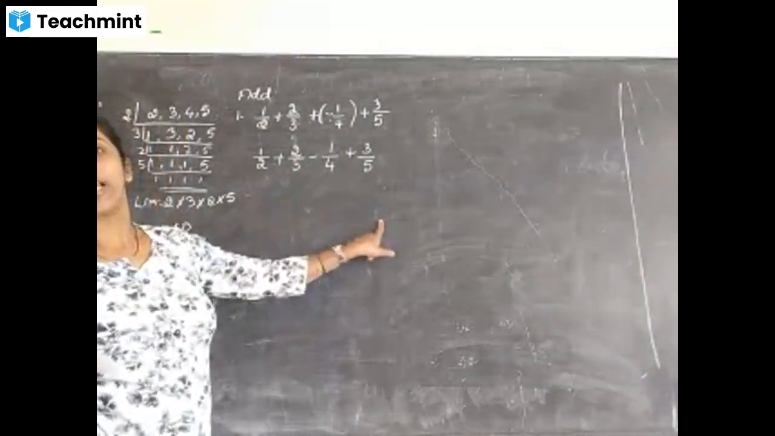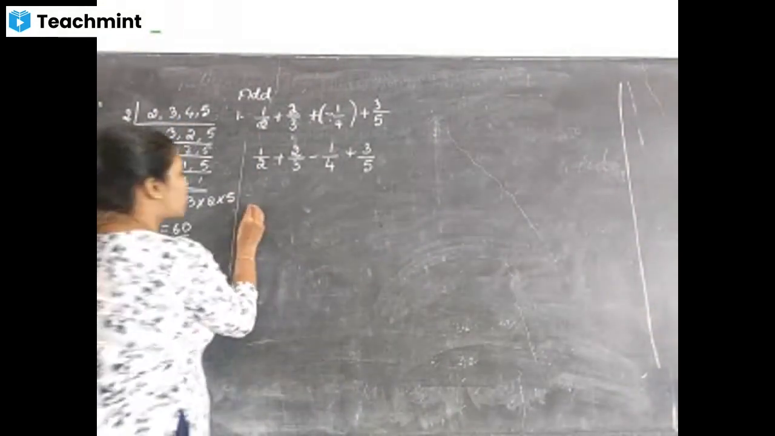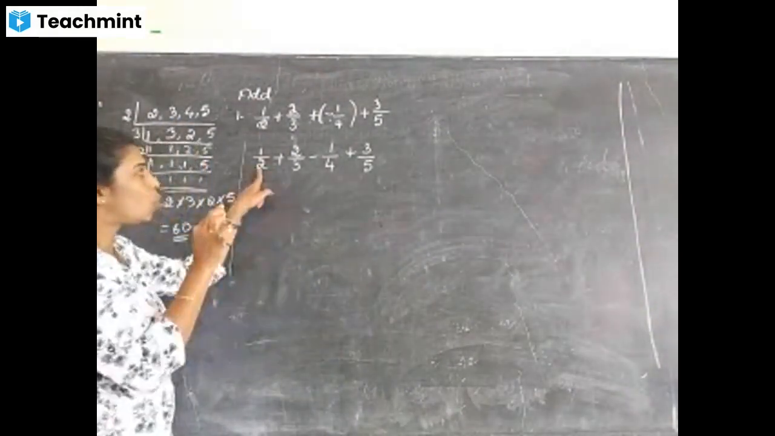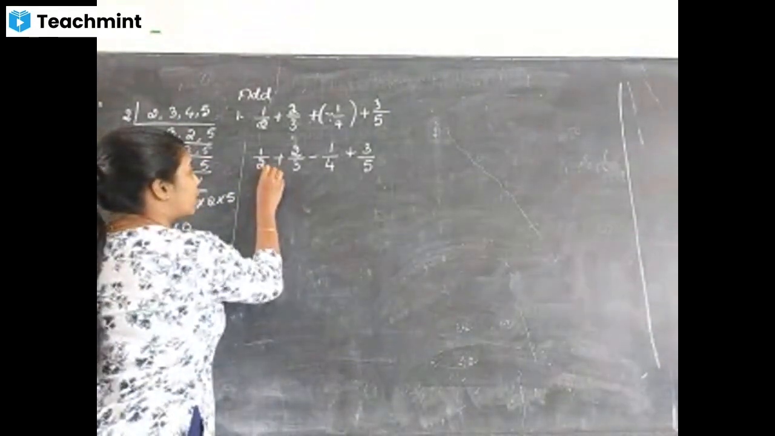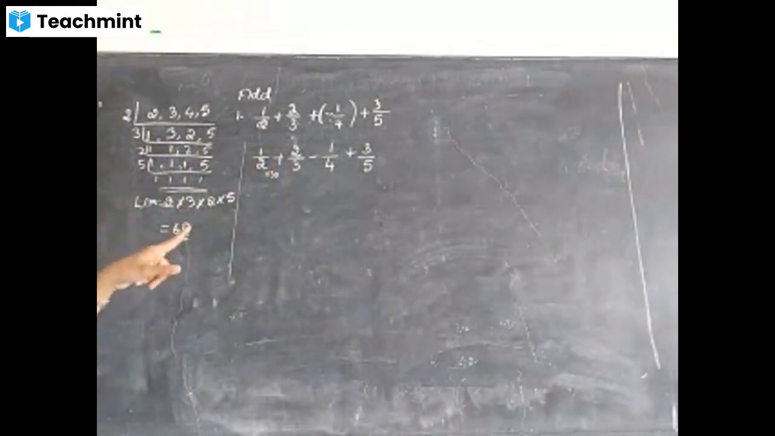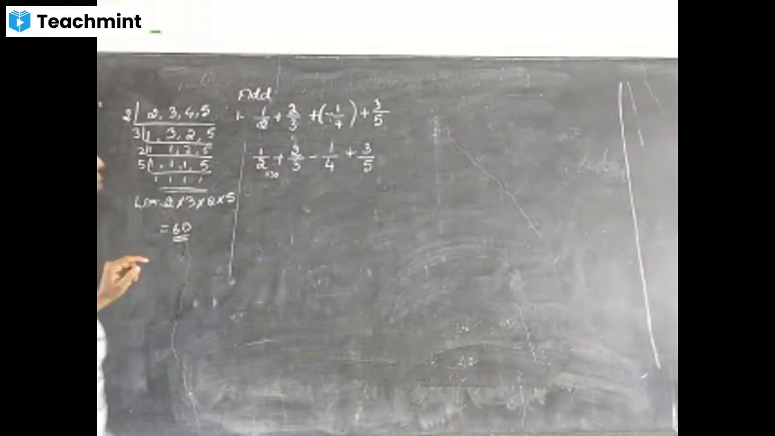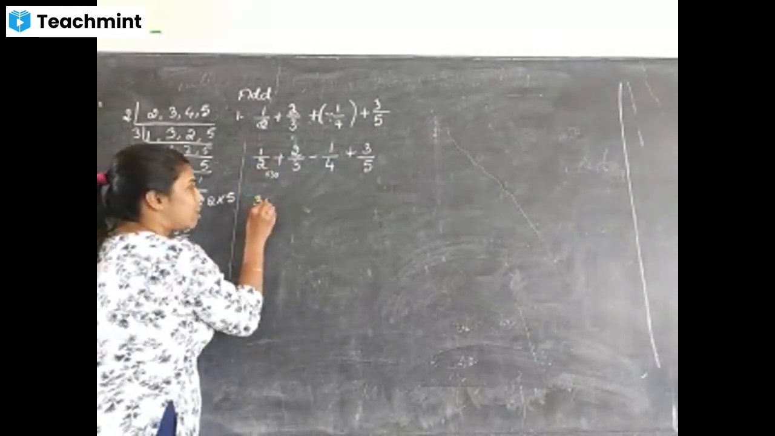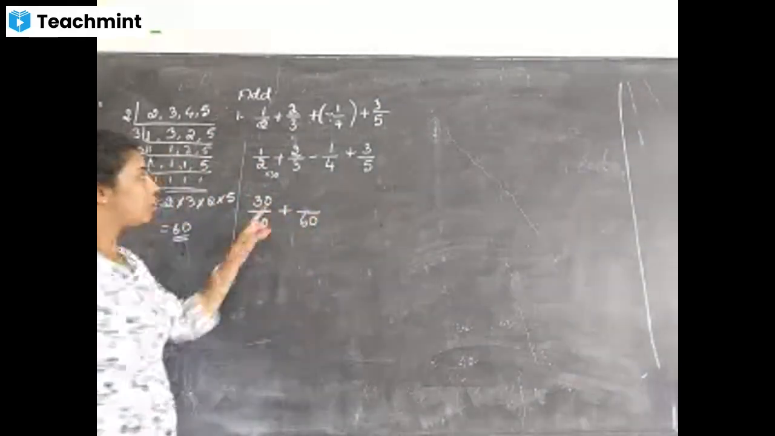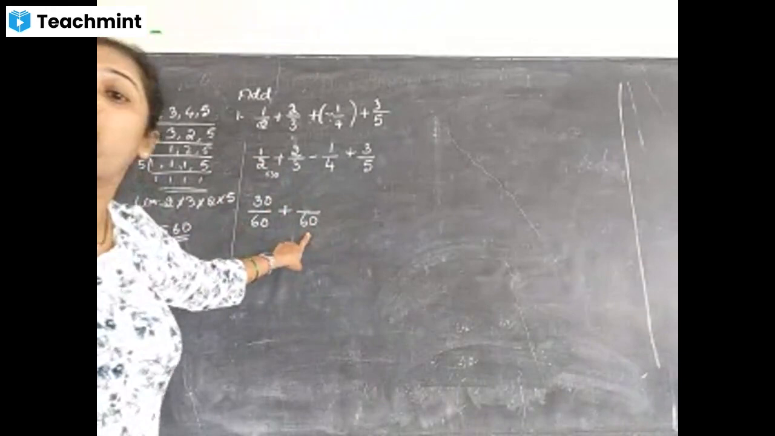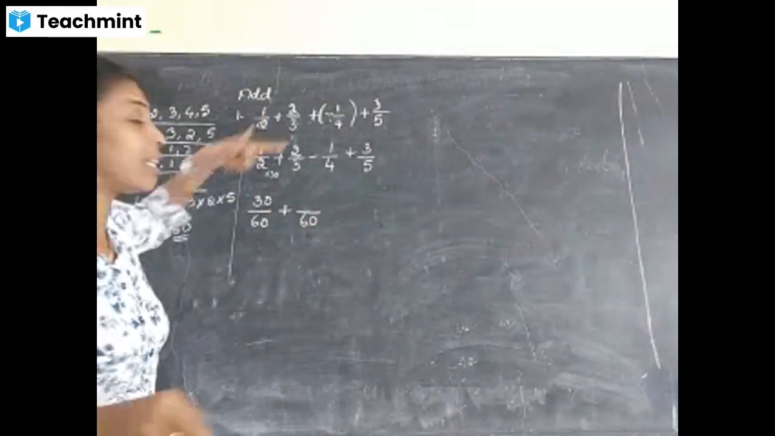Now I have to convert all the denominators in terms of 60. 2 how much is 60? 2 thirties are 60. Multiply that 30 in the numerator also: 1 thirty is 30, over 60. 3 how much is 60? 3 twenties are 60. Multiply the same 20 in the numerator: 2 twenties are 40.